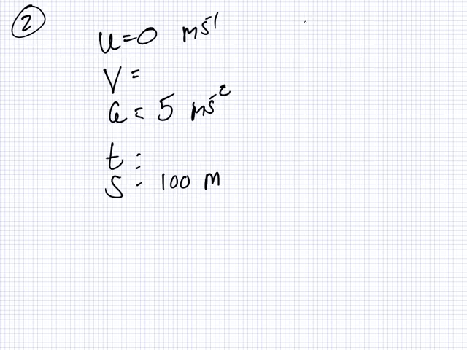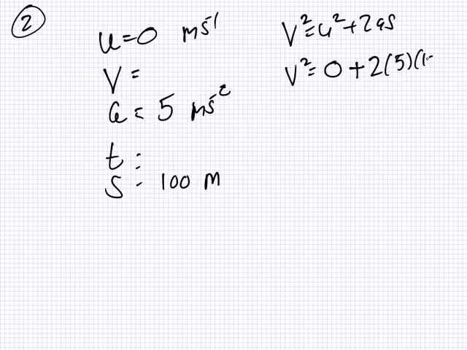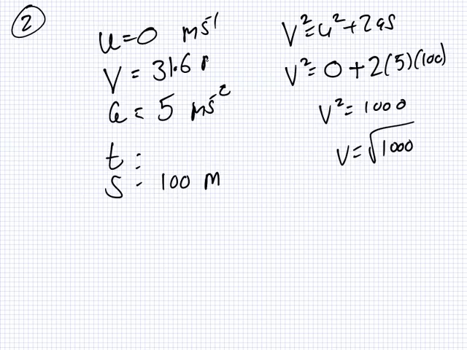V equals U plus AT. No, V squared equals U squared plus 2AS, maybe. V squared equals U squared plus 2AS. So V squared equals 0 plus 2 times 5 times 100. So V squared equals 1,000. So V is square root of 1,000. So the answer is 31.6 meters per second.